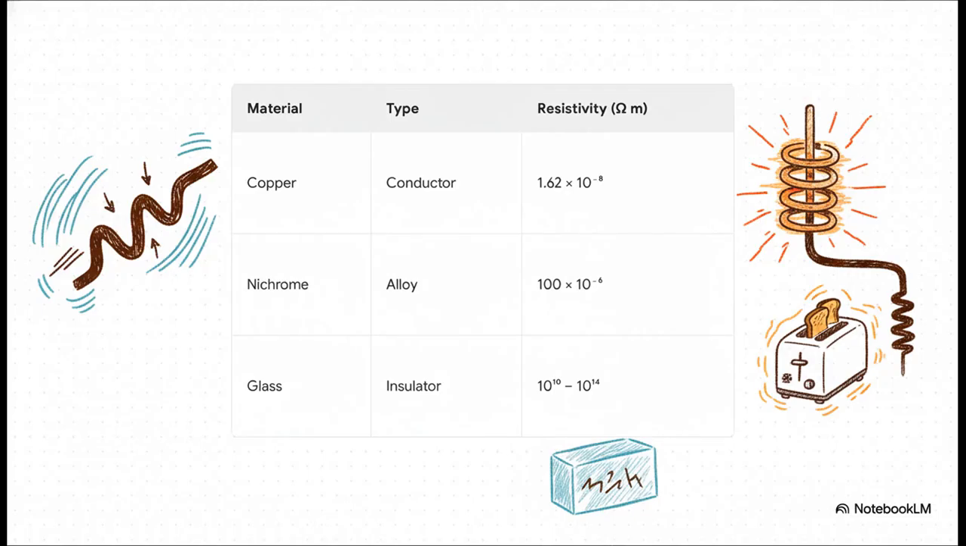Now just look at this table. Let's compare the numbers. You can see the resistivity of copper, which is a good conductor, is very, very small. But look at nichrome. Its resistivity is much, much higher. This is exactly why nichrome is used to make heating elements. It's designed to resist the flow of current and produce a lot of heat.